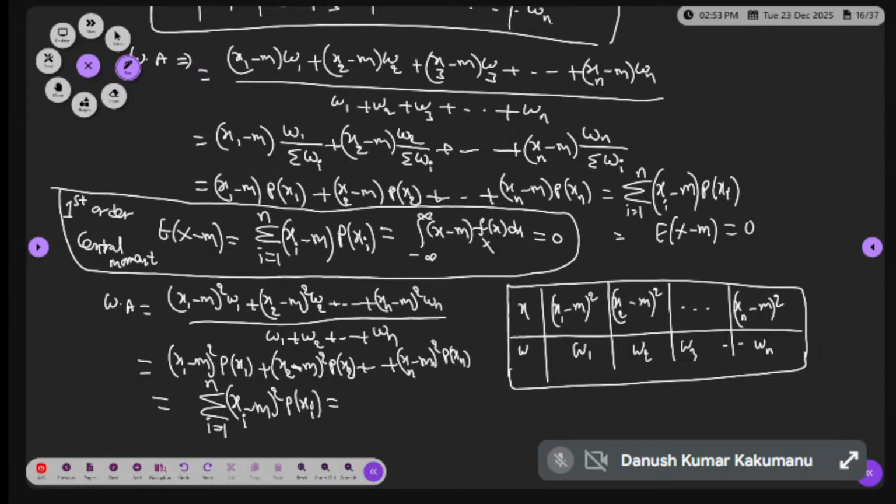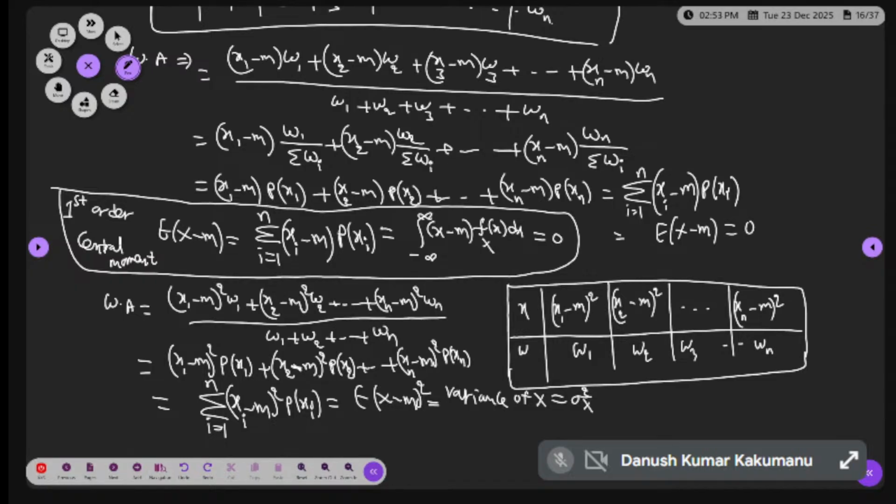This is called E of x minus m whole squared. What is the name of this? It is called variance of x. What are the three words that are very important from the GATE point of view? Mean, mean squared value, variance. These three words are very important.